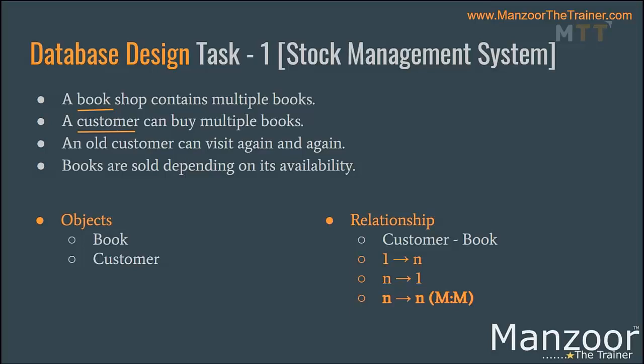There is one more relationship, one to one. Can you give some example of one to one relationship? ATM card and PIN code. Exactly. One to one relationship. Employee email. Employee and name. One to one relationship, right? Employee and contact number. One to one relationship. Are you getting my point?